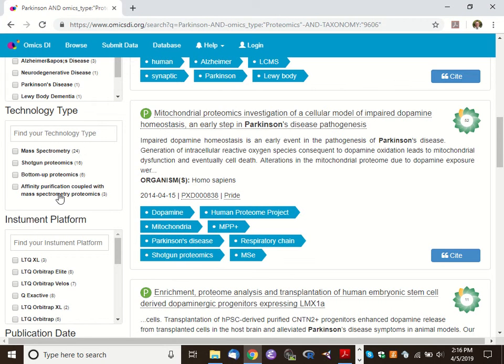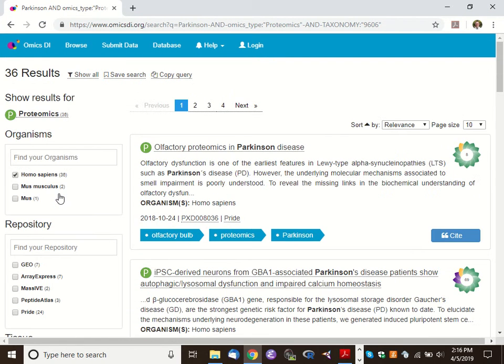Just the proteomics ones within Parkinson's disease. First off, how are we sorting? Relevance. I'm always a little suspicious of relevance. How does it judge relevance? In this case, I've given it one search term, Parkinson, so presumably anything that contains Parkinson is relevant and anything that doesn't contain Parkinson is irrelevant. That would be my guess. But I'm not really sure.